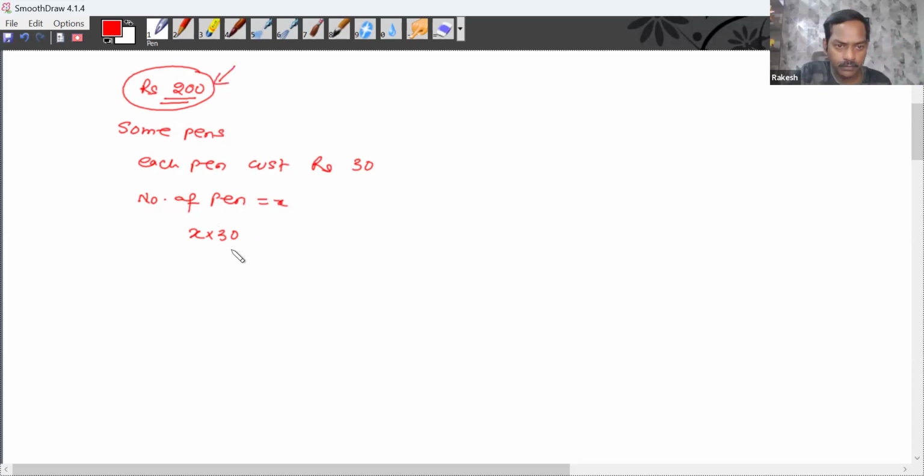The total amount I'm spending to buy those x number of pens will never exceed 200. It can be equal to 200, but it will never exceed 200. So I can say that this should be less than 200, or this could be equal to 200 as well. These are the only two possibilities, right?